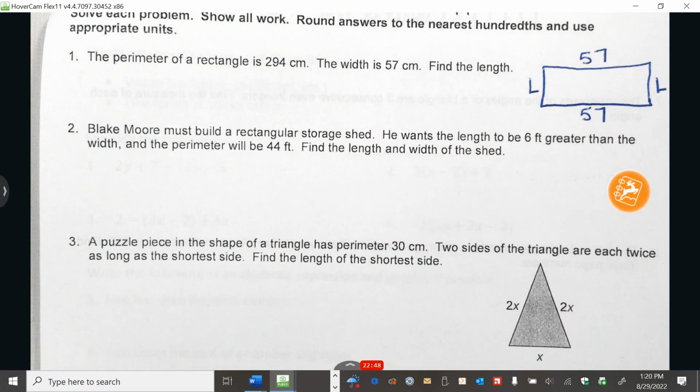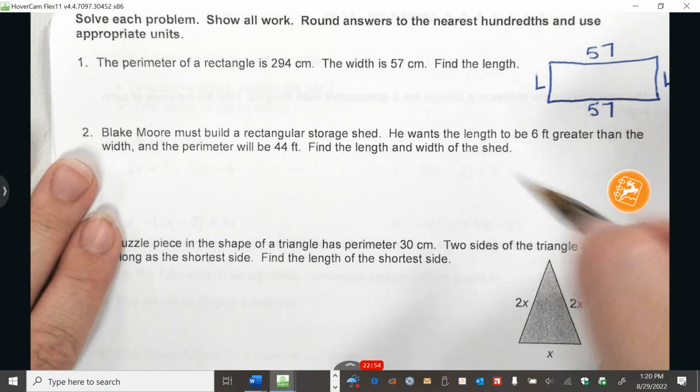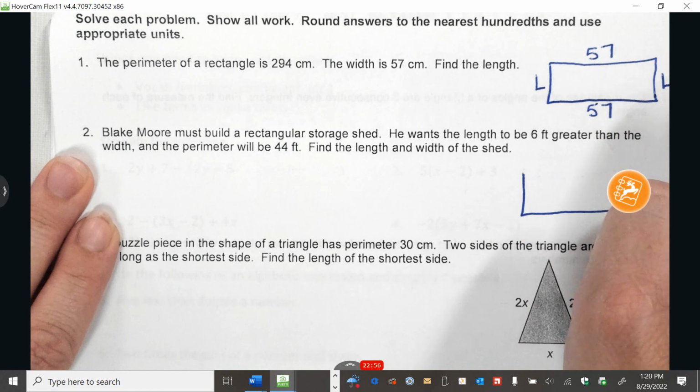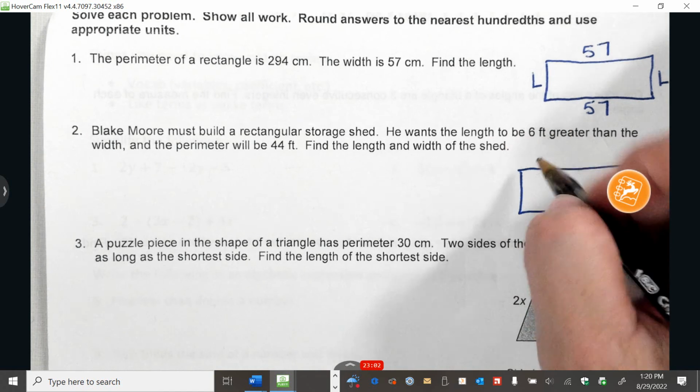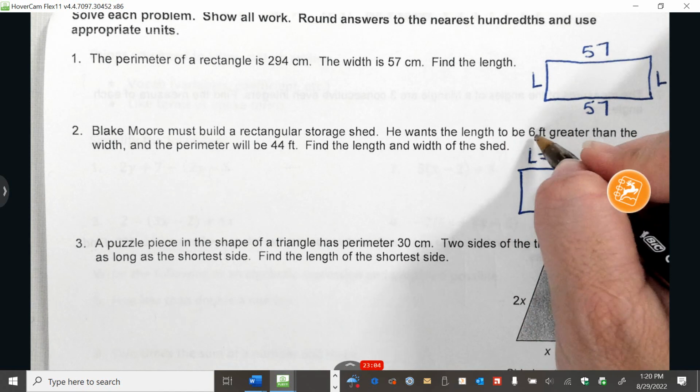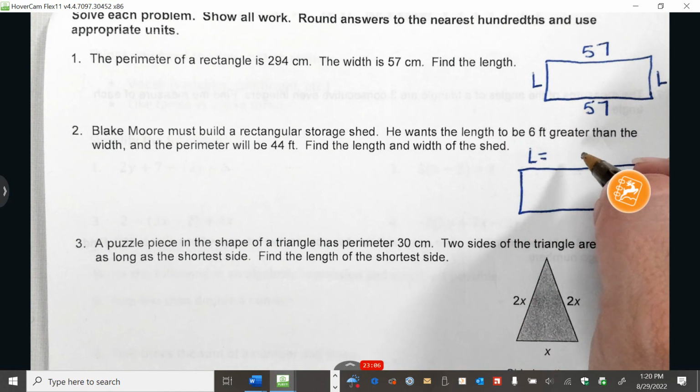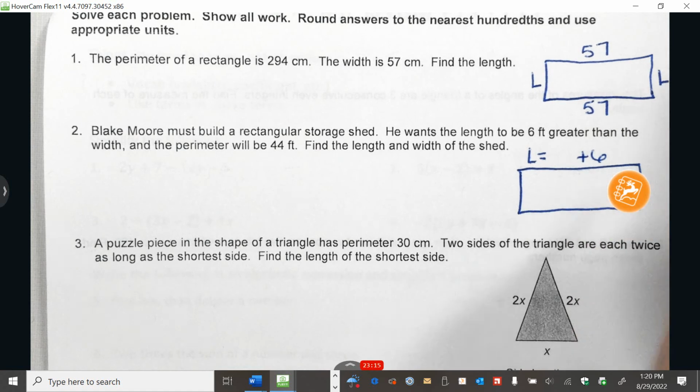Technically, number 1 is pretty simple to do without making a formula because it gives you the whole number, but look at number 2. It tells me he's building a rectangle storage shed. He wants the length to be 6 foot greater. What do you think that means? Not multiply. Plus 6. Than the width.